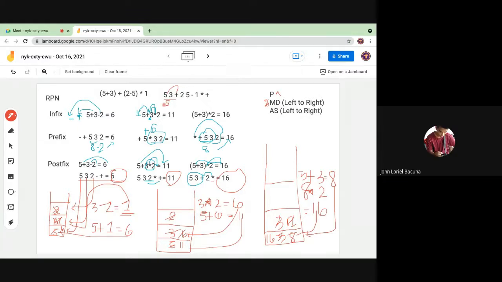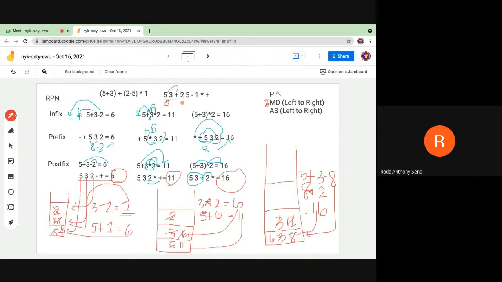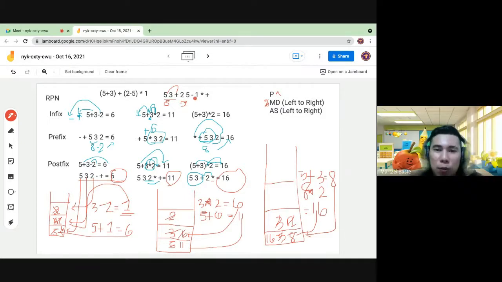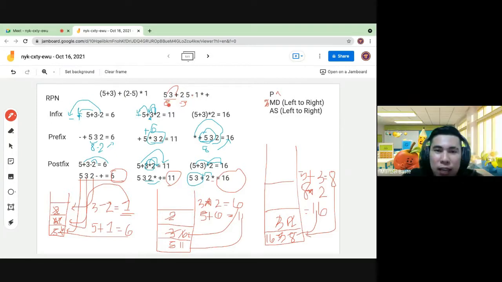8. Okay, next. Unsa man ni? 2 minus 5, negative 3. Okay? So humana ni na part. So, unsay sunod? Times nimo siya sa 1. So, okay, 3 times 1, which is pilay result ani?